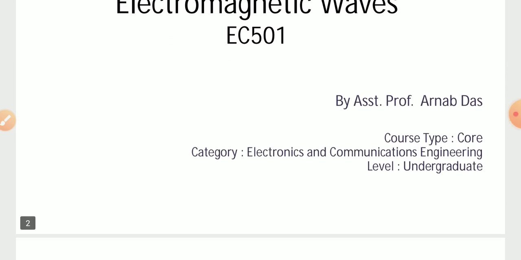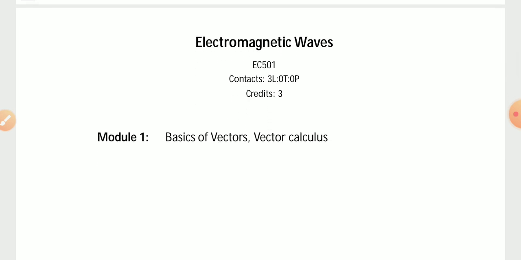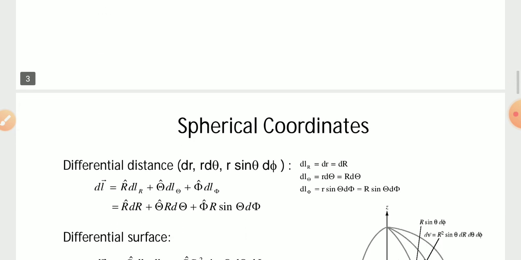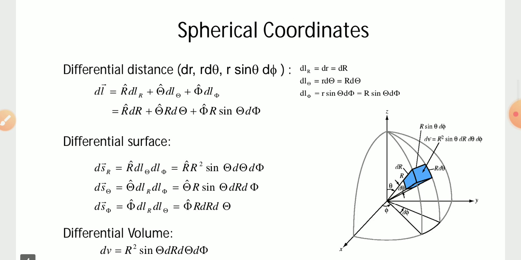I am Arnab Das. Today we discuss the basic vector and also the basics of vector calculus. In the last few days we talked about the basic vector and the various kinds of coordinate systems. Basically we are talking about the spherical coordinate system. Why? Because this is also an example of an orthogonal coordinate system. Last day we talked about the cylindrical coordinate system. Before that we talked about the Cartesian coordinate system also.